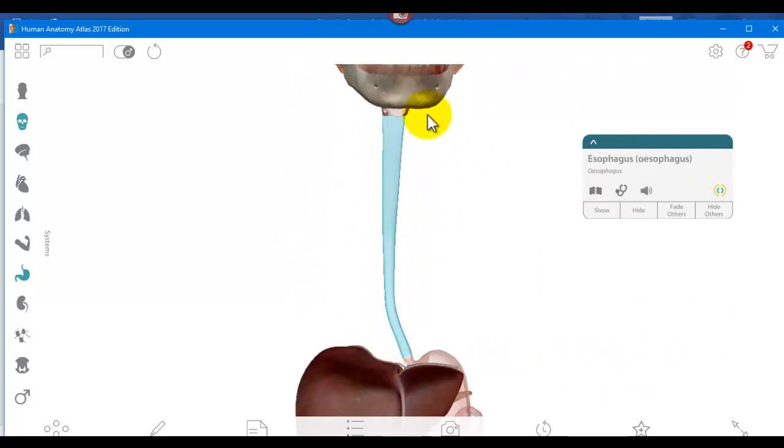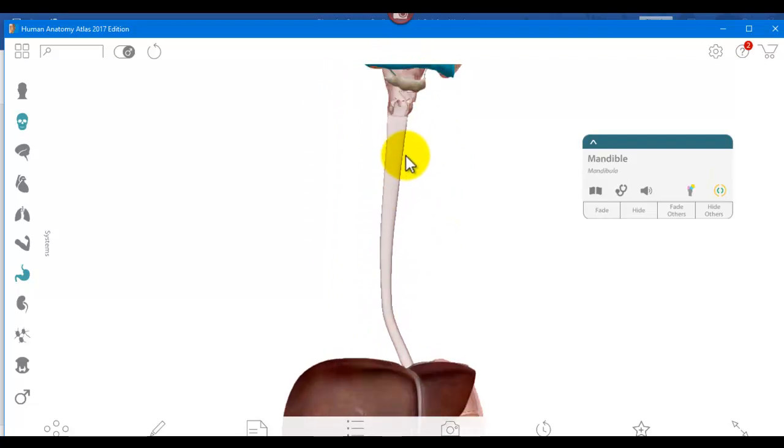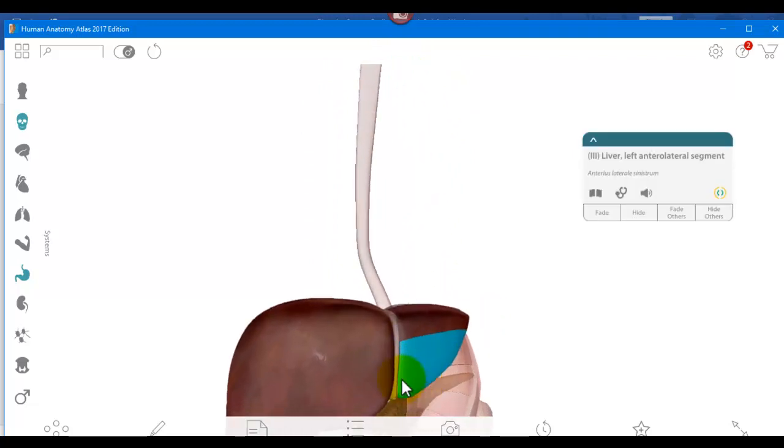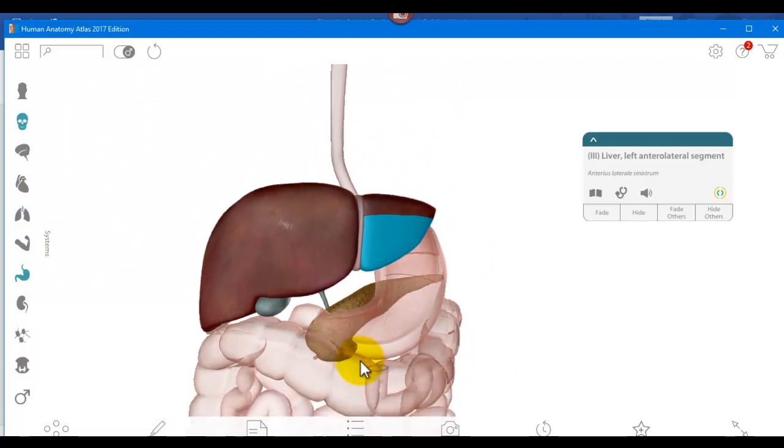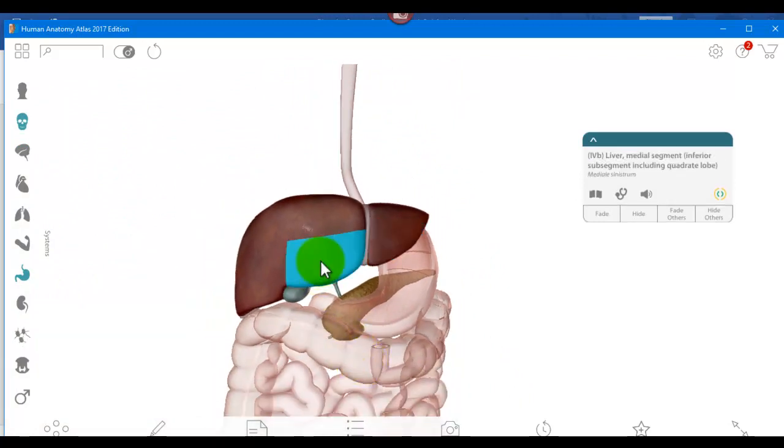with the digestive system. These are organs that assist or help. They're not directly involved with absorbing nutrients. Now they do help in breaking things down.